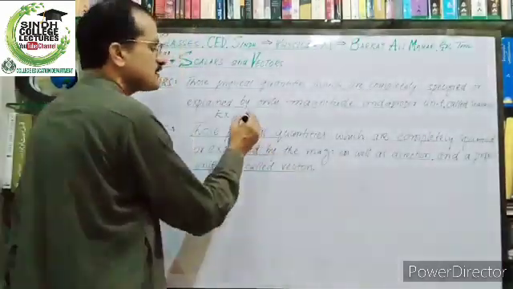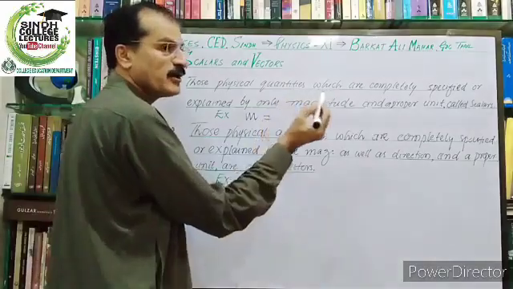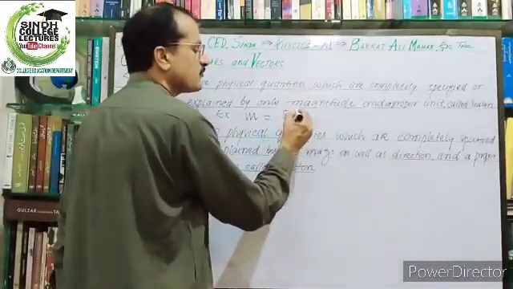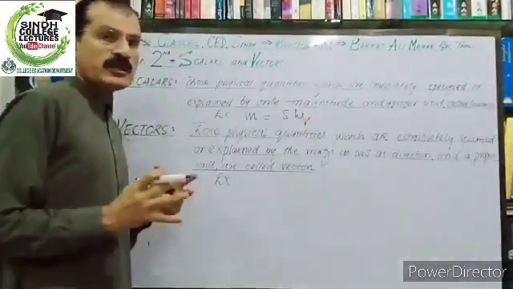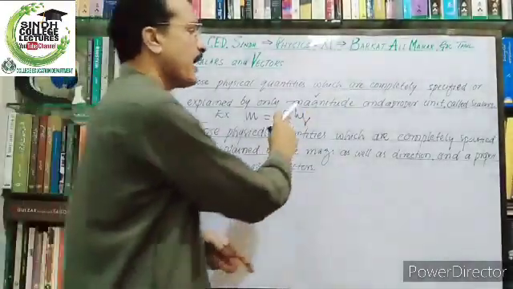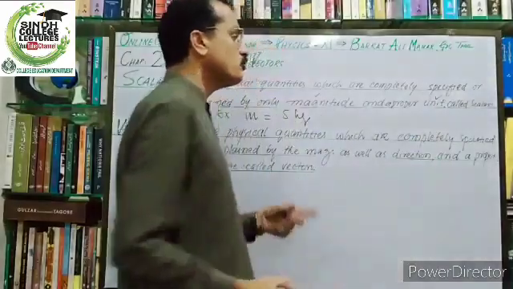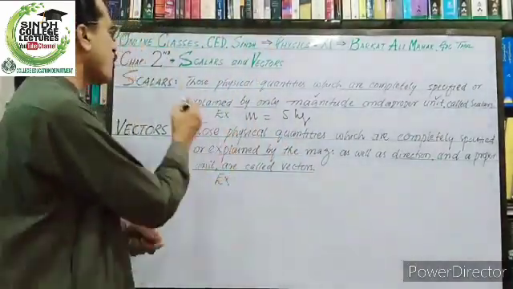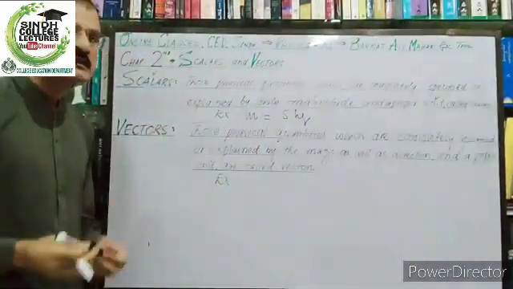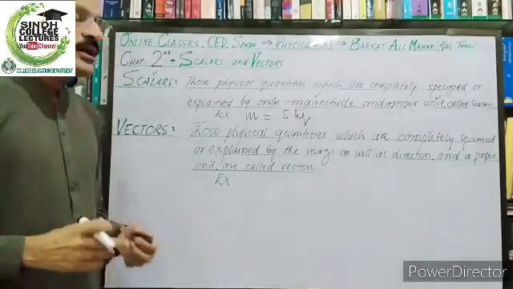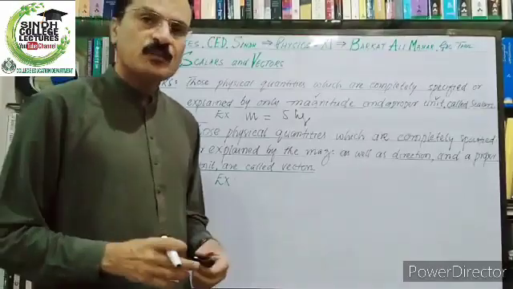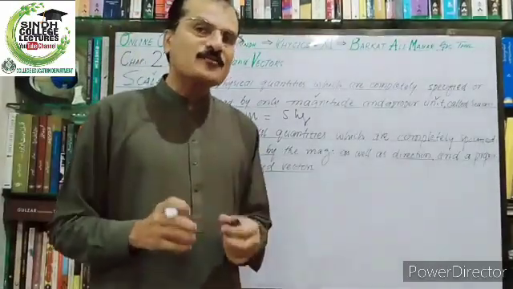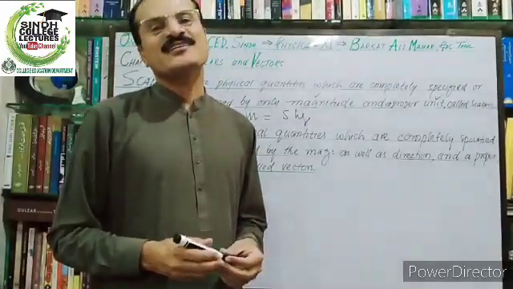Yes, because suppose I measure the amount of sugar and it is 5 kg. So 5 is only the magnitude of that physical quantity and kilogram is its particular unit. So mass is only a scalar quantity. Which other quantities are considered scalars? Simply I will say, all basic quantities are scalars.